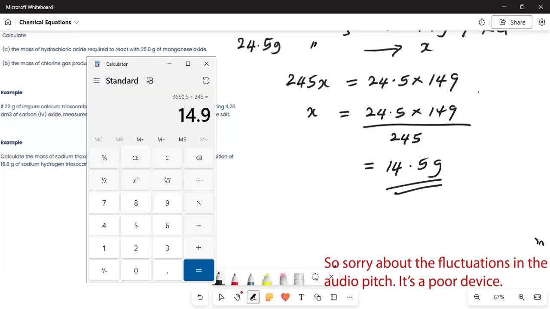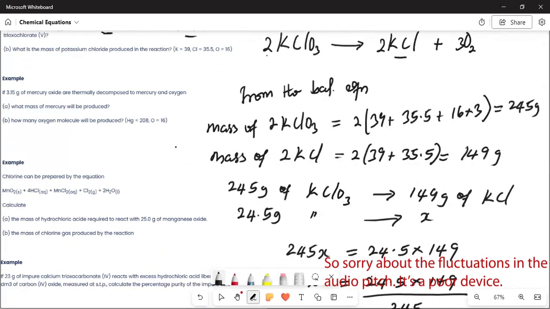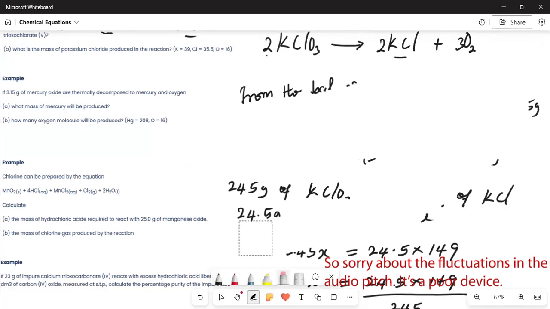The next one says, if 3.15 gram of mercury oxide are thermally decomposed to mercury and oxygen, what mass of mercury will be produced? How many oxygen molecules will be produced? Let's get some room here.